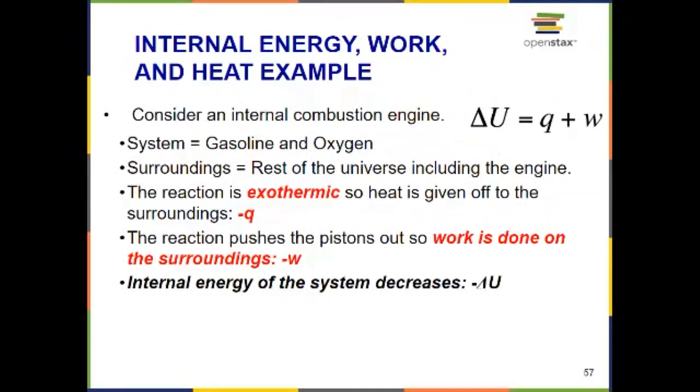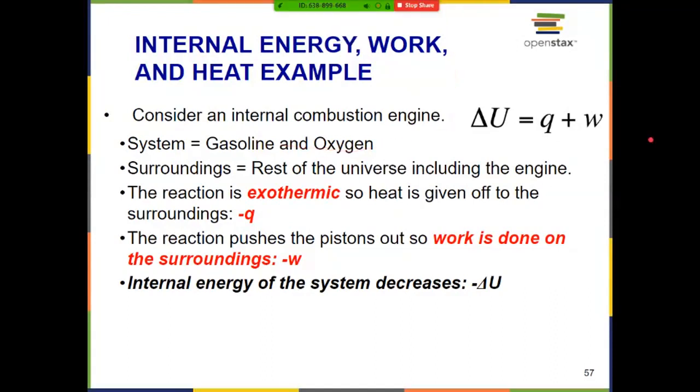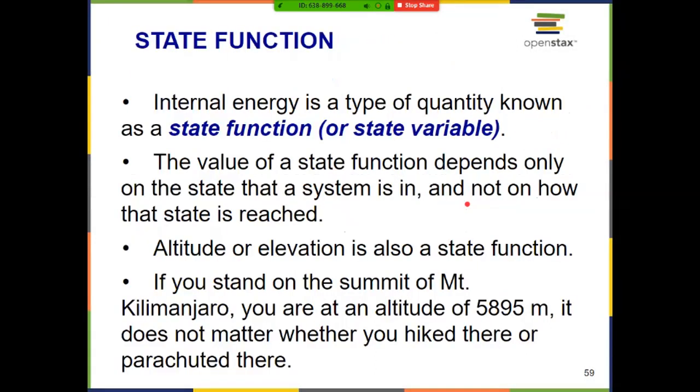Now it should be obvious that the combustion of gasoline is exothermic. Heat is being given off. If you burn gas, it's hot. If the reaction is also doing work in driving pistons outward to power a car, it's also doing work on the surroundings, the engine in that case. So both Q and W are negative. So obviously the internal energy, because U is equal to Q plus W, if these are both negative, delta U has to be negative as well. That tells us that the internal energy of the system decreases.